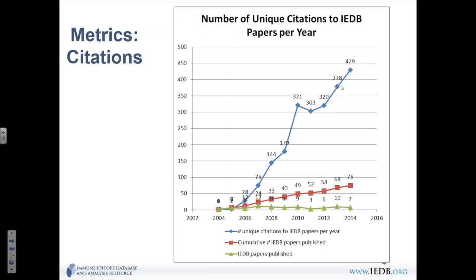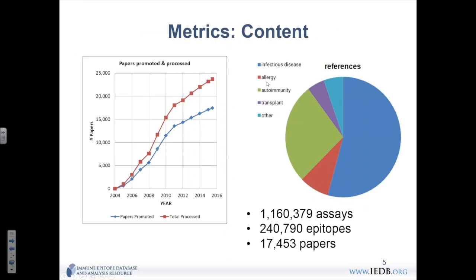Another metric that we have is citations per year. At this point it's about 400. That's 2014 as the last data. That's obviously people actually using the site. Another metric is content. This is the number of papers that are processed. These are the ones that actually make it into the database because they have curatable data.